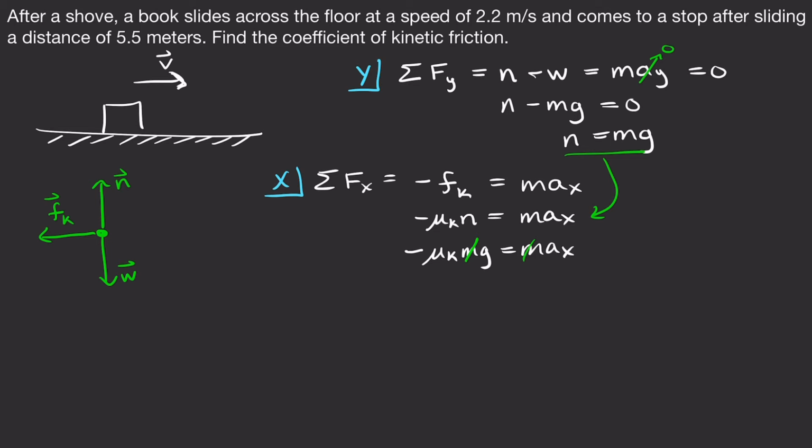And if I want to find the coefficient of kinetic friction, I will need to find the acceleration. Okay, so I get mu k is equal to minus ax over g. Okay, so now I need to find the acceleration. Okay, so one thing to notice is my friction force is the only force acting in the x direction, and it depends on the coefficient of kinetic friction, which is a constant, times the normal force, which is also a constant.